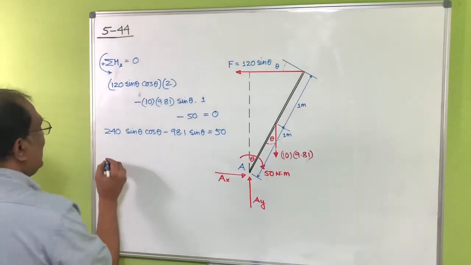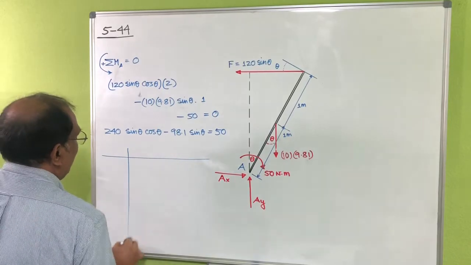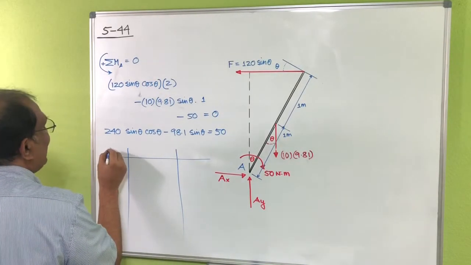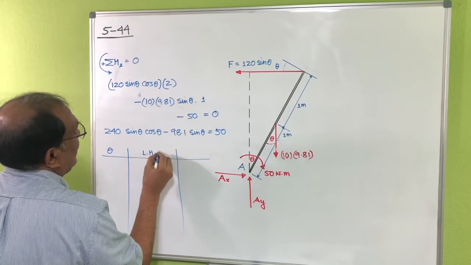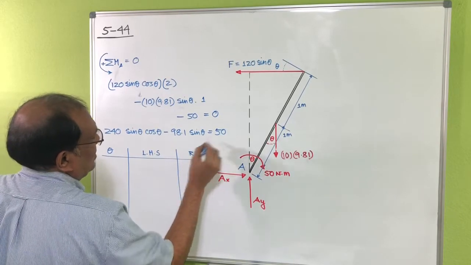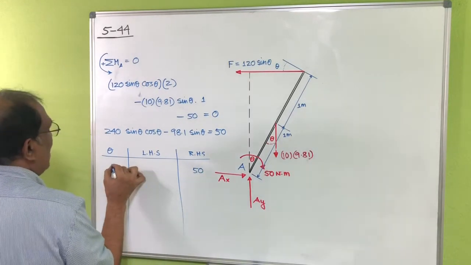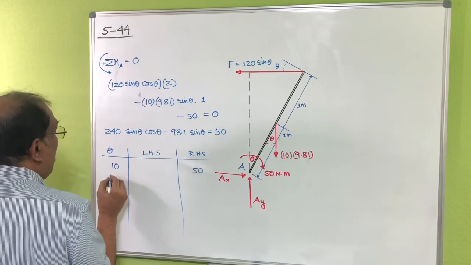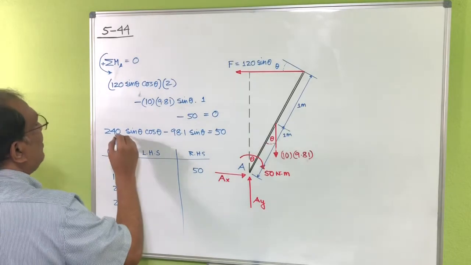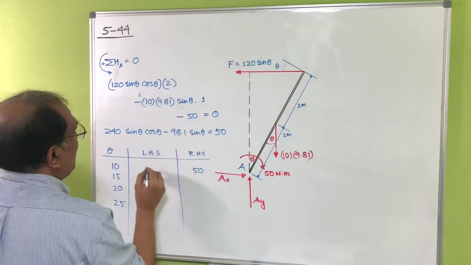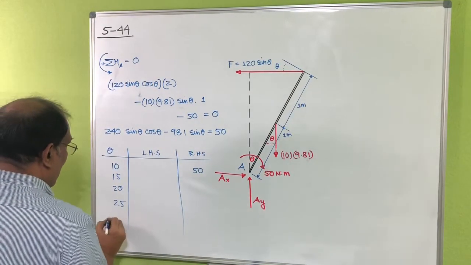So you can just get your different theta values, and this is your left hand side. Right hand side is not going to change. That has to be 50 all the time. I'll just start with 10, 15, 20, 25, and plug that value here and see what is the magnitude of this thing in the left side.